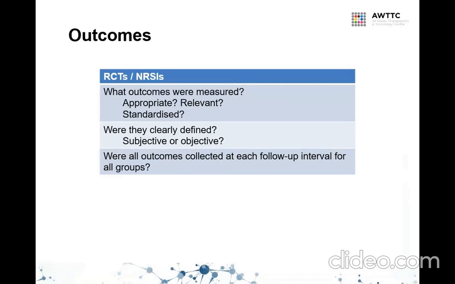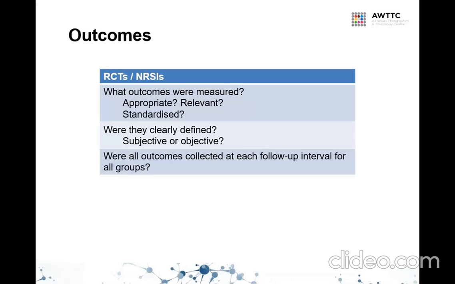So for outcomes, we want to know exactly what the outcomes of interest were and that they're clearly defined. We need to know how they're measured. Were these standardised measures? Were they subjective or objective? Who were they completed by? Was it patients, carers or clinicians? We want to look at the timing of them. Were they done at all time points or just some time points? And was this the same for all of the groups?